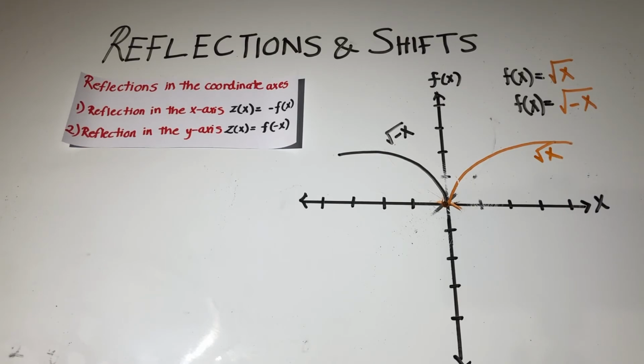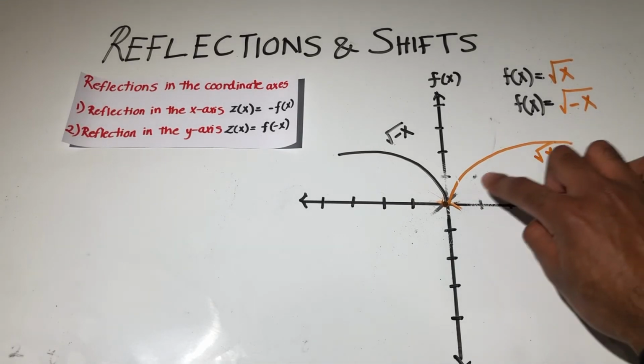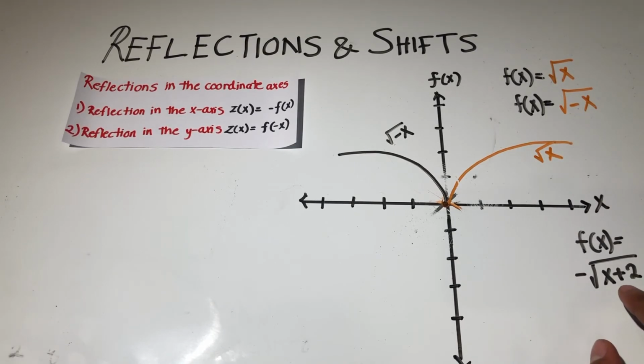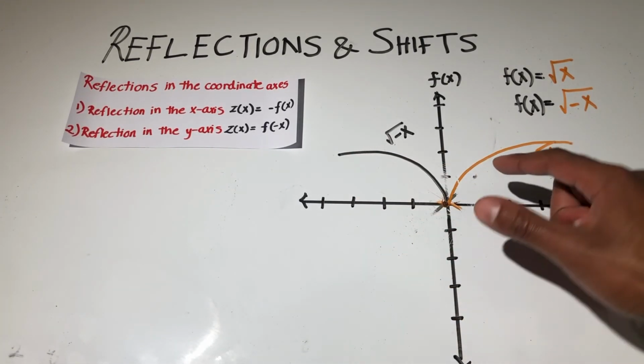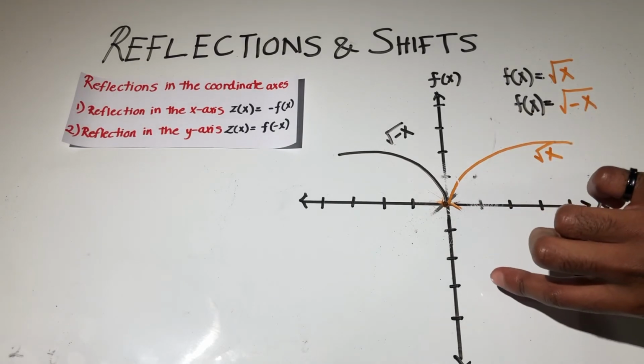Now assuming we're asked to graph f of x is equal to, I'm running out of space here, let's say negative radical x plus 2. Now we can start with our basic function, which is radical x, and it's reflected along the x-axis instead of the y-axis. So instead of it being reflected this way, it's going to reflect downwards. So it's going to be like this.